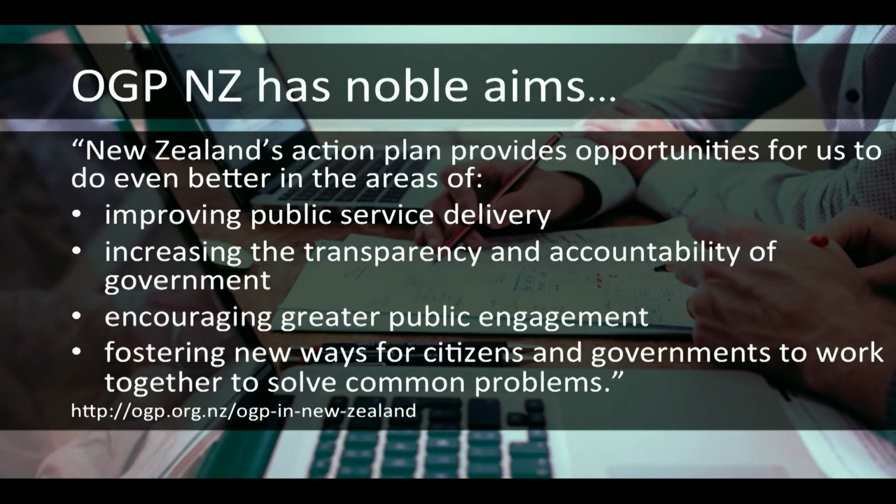So, our action plan, every 2 years one has to produce an action plan, a National Action Plan, or NAP, saying what you're going to do. Ideally, there are new initiatives, not existing ones that you kind of shoehorn in. New Zealand got into a little bit of trouble for doing that the first time around. So try to do better this time. But the idea is to improve public service delivery, right? To increase transparency and accountability, all the stuff I keep saying, greater public engagement, and new ways for citizens and governments to work together to solve common problems.